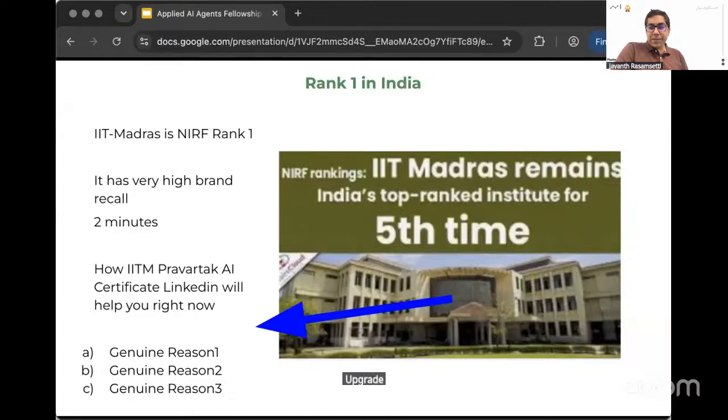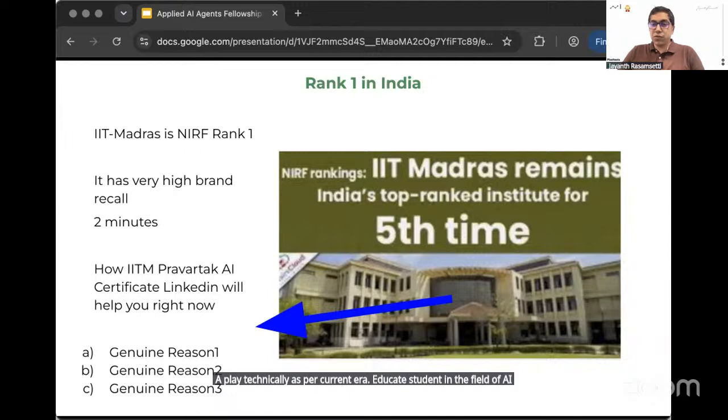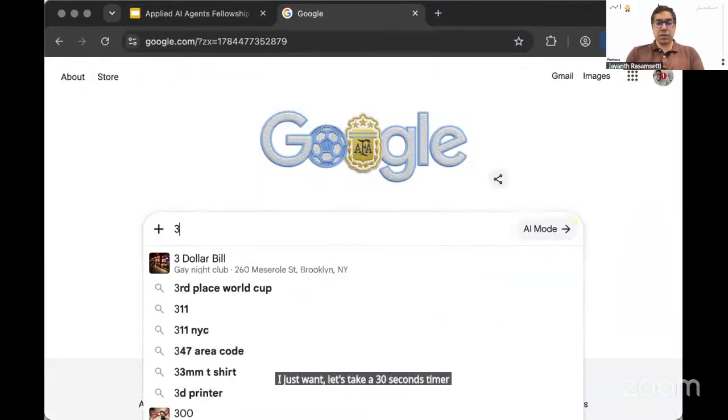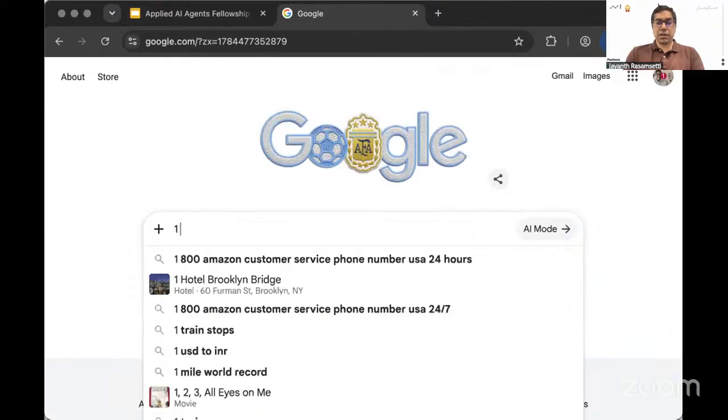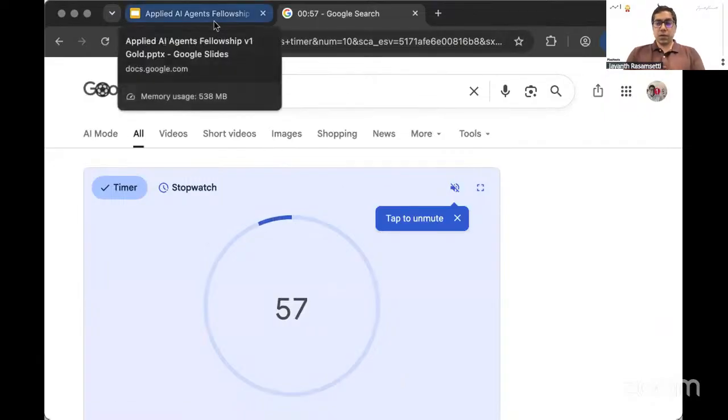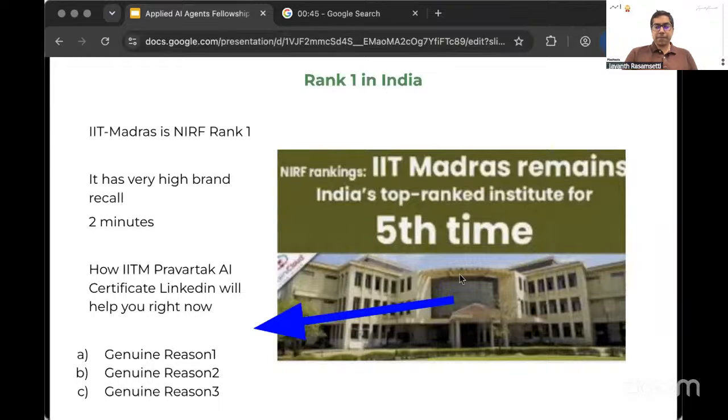Upgrade technically as per current era. Educate student in the field of AI as per industry. Make projects which will help society use core engineering. Okay, perfect, good. I just want, let's take a 30 seconds timer. 1 minute timer is fine. Last 38 seconds. Guys, just type in the chat box.